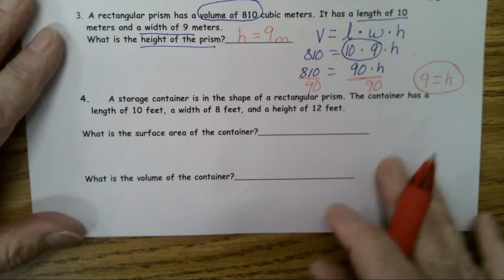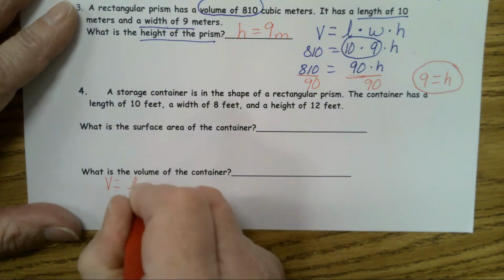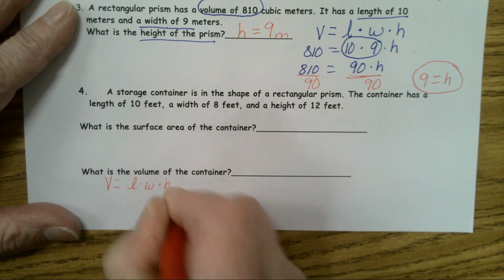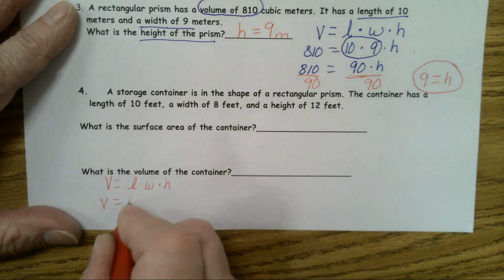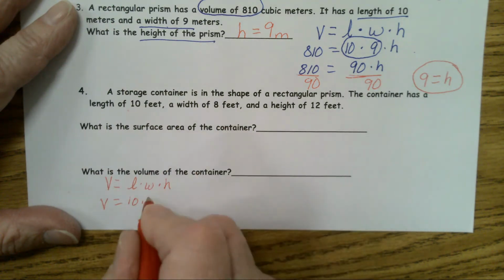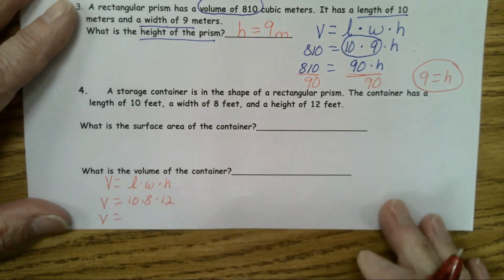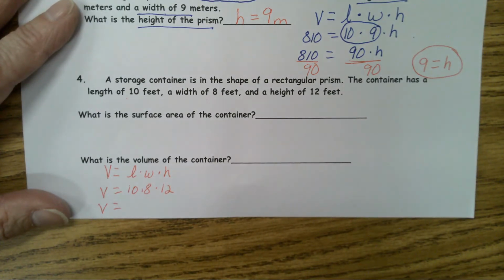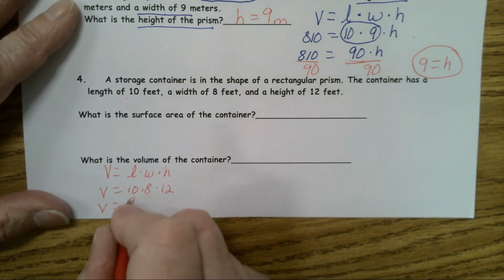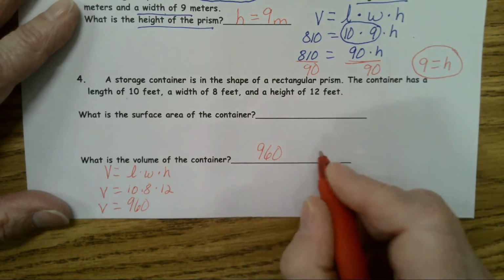Okay, let's do the volume first, all right? Volume equals length times width times height, all right? So the length is 10, the width is 8, and the height is 12. What do you get when you multiply those together? $960. Now it's important. It's a volume answer. 960 what?